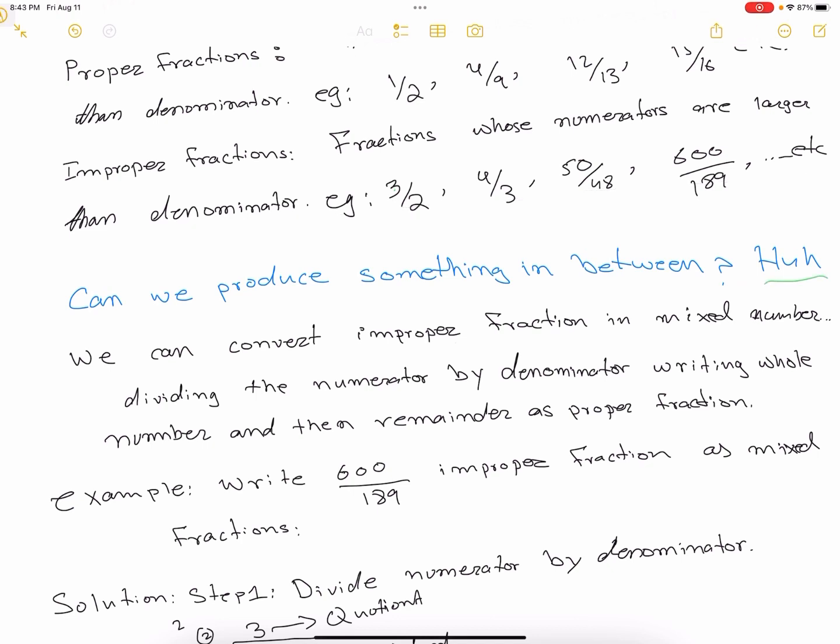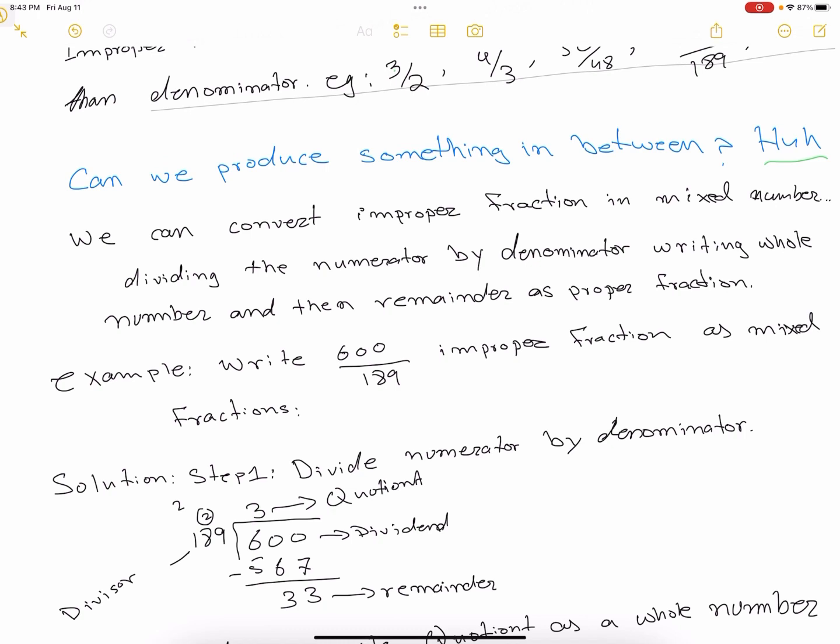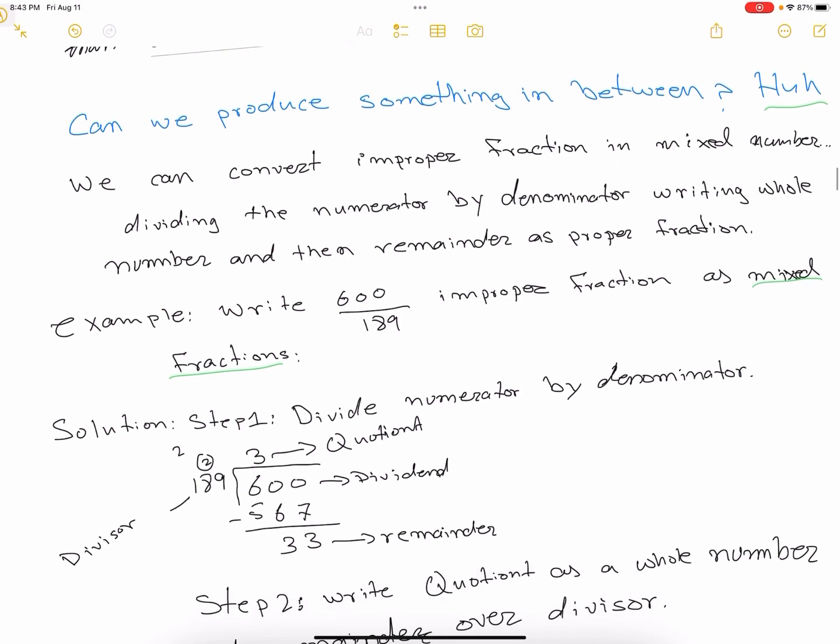We can convert an improper fraction into a mixed number by dividing the numerator by the denominator, writing a whole number, and then the remainder as a proper fraction. How do we do that? Let's try it here. 600 over 189 is an improper fraction. We can write this down as a mixed fraction. Mixed means we should have a whole part and a proper fraction part.